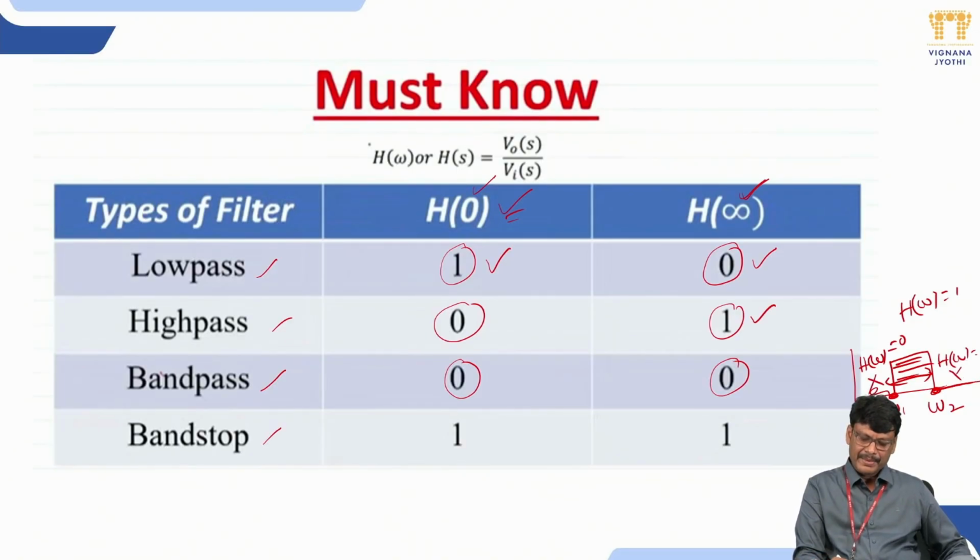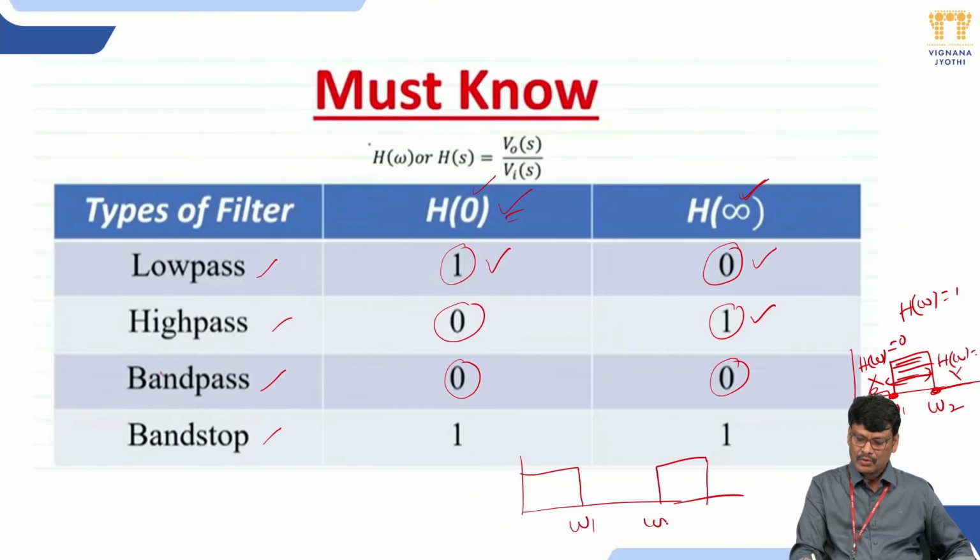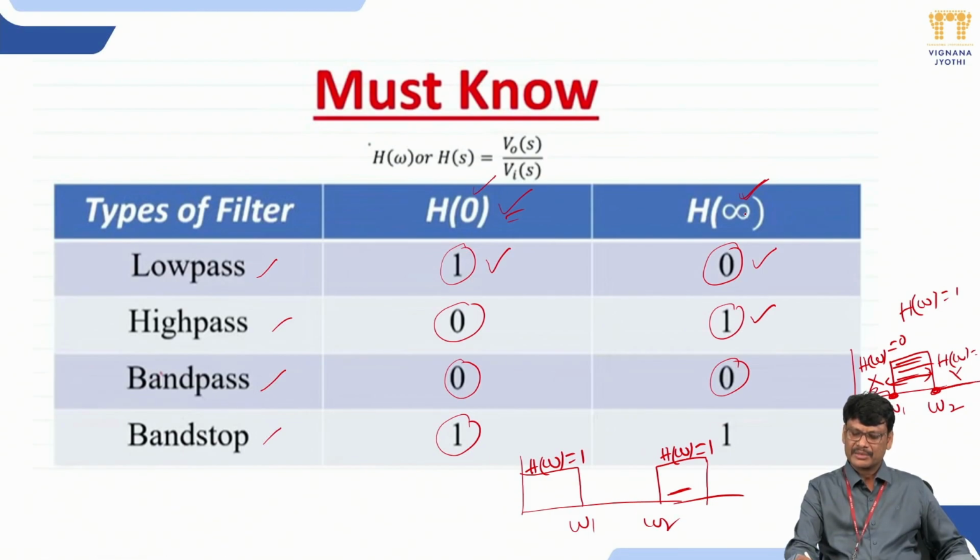Similarly, the band stop filter is exactly opposite to the band pass filter. That is why, see there, this is omega 1 and omega 2. For a low frequency signal, the output of the filter is equal to 1. And again after omega 2, what is happening? Again it passes the signal. Here H of omega is equal to 1. After omega 2, that means infinity, is nothing but high frequency signal. That is why the output of the filter is 1.